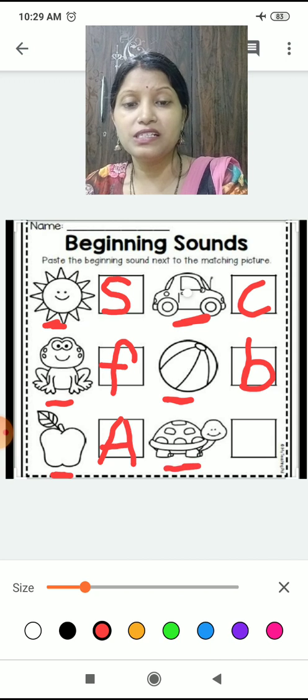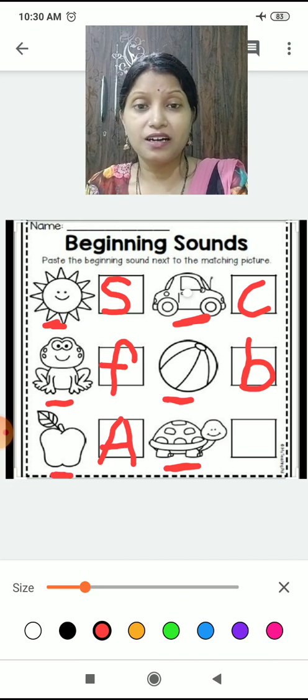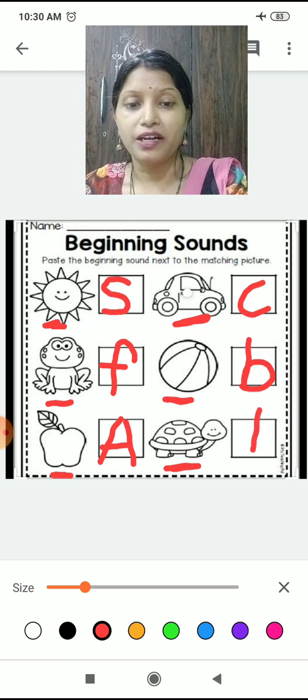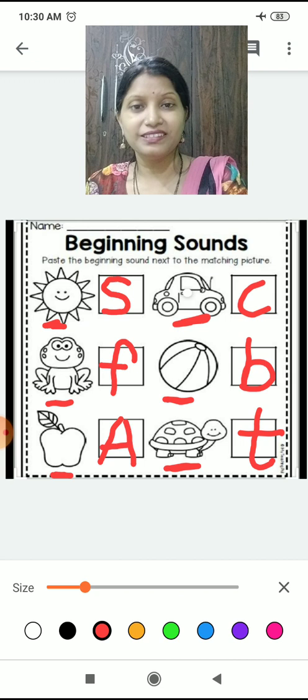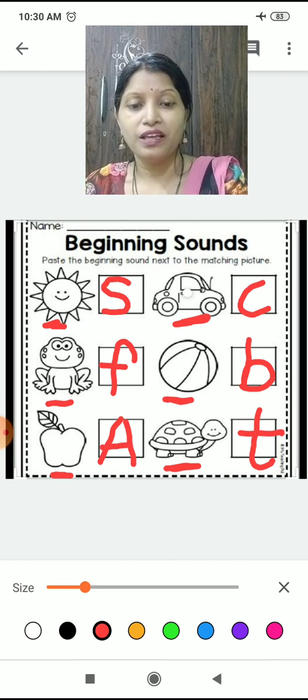Now what is it, children? This is a turtle. T. Turtle has a sound of T. So which alphabet has a sound of T? Yes, it is T. T is for turtle. So write down T over here. Right? You got it? Did you understand?